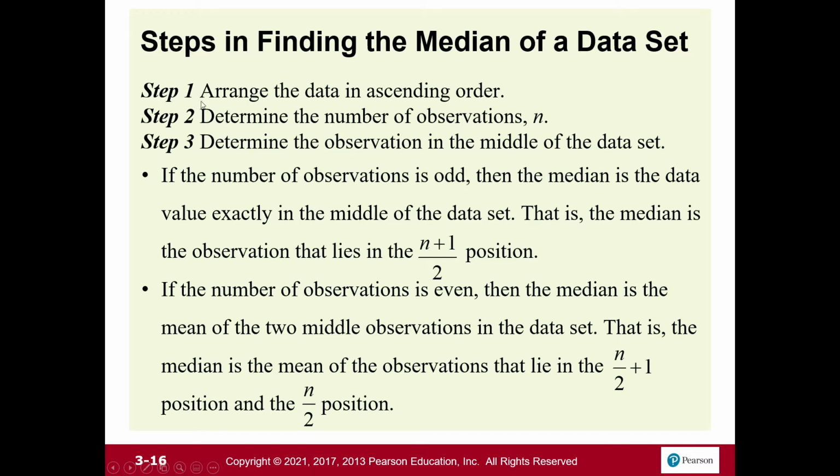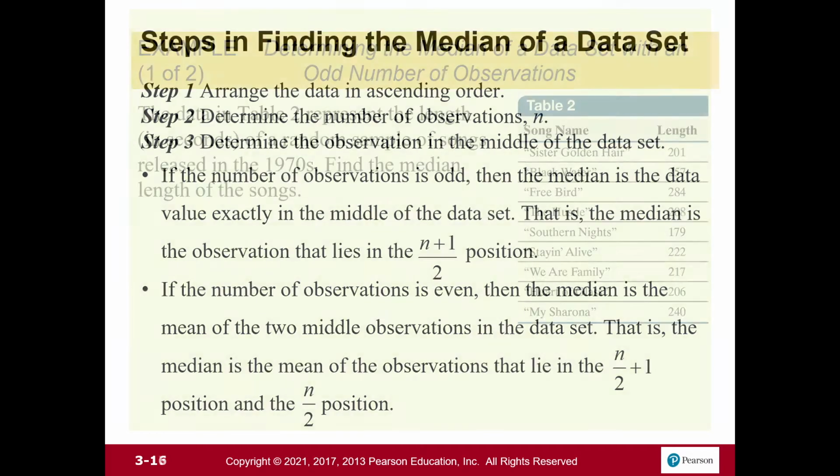All right, so keep in mind you must arrange the data in order, determine the number of observations, and then determine which one is in the middle. If it's odd, there'll be one number in the middle. If it's even, there'll be 2 numbers in the middle. And if there's 2 numbers in the middle, you'll take the average of the 2, and that will be the median. So it's possible to have a median that's not even in your data set. So it's truly in the middle. Let's move on.